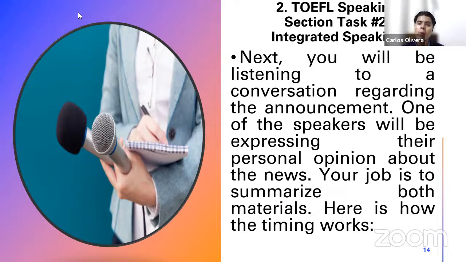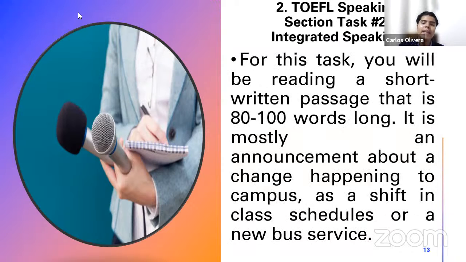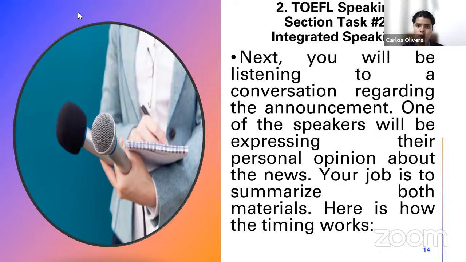Now, and by the way, it's always two speakers, okay? One of the speakers will be expressing his or her personal opinion about the news, okay? One of them. And this person, dear students, this person who offers his or her opinion about the issue, I want you to identify as the main speaker of the conversation. I repeat, this person who offers his or her opinion on the topic you read about, that is the main speaker, because the other person in the conversation is simply a secondary speaker.